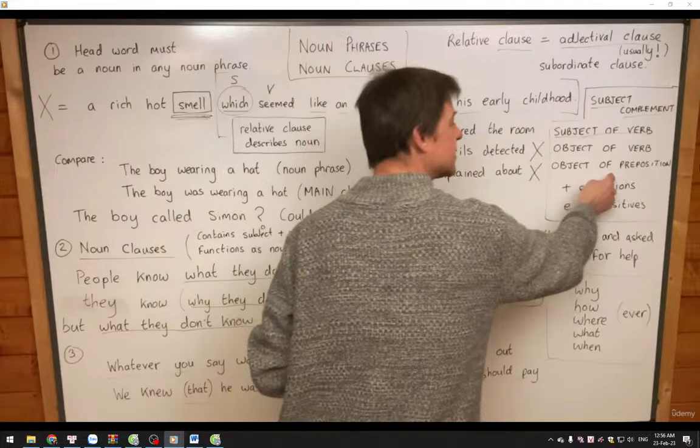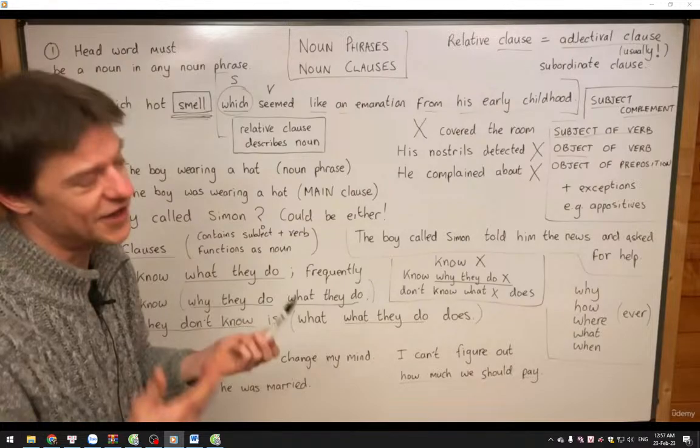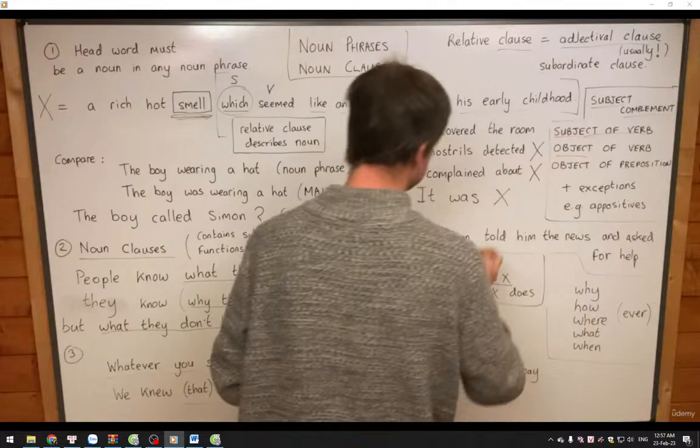But don't let me forget subject complement, because otherwise somebody will tell me, hey Dave, it's not always an object. Sometimes it's the complement of a copular verb, which is true. Some of you might not see this, but you can say this as well. Here's subject complement. It was X. Yeah, it was a rich hot smell which seemed like an emanation from his early childhood. That would be subject complement. It just means after a copular verb like to be, it can function as the complement of a copular verb like to be. I know it's complicated, guys.